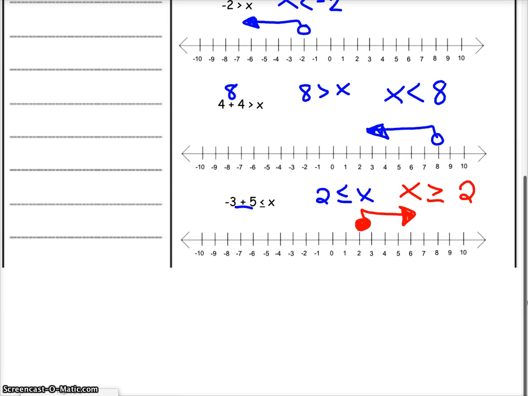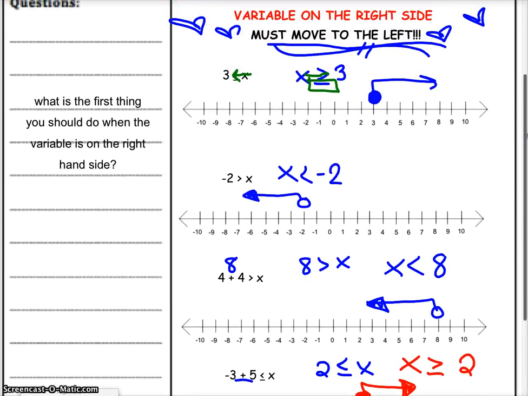So those are my 2 learning targets I wanted for you today. I want you to be able to graph normally, and then I want you to be able to graph when the variable's on the right.